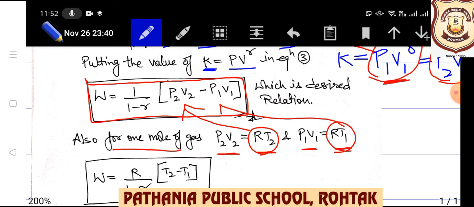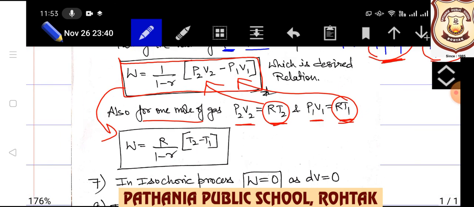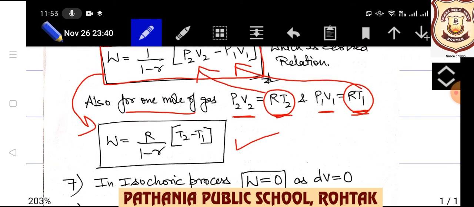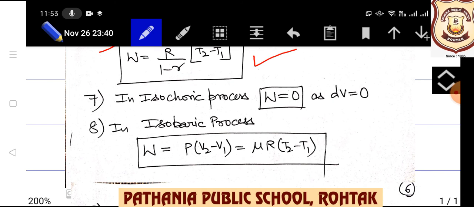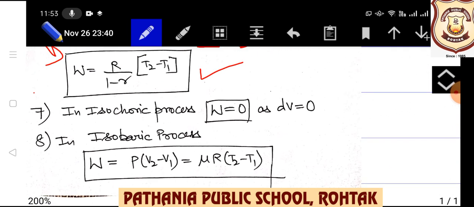Also we know that for 1 mole of gas, P2 V2 can be written as R T2 and P1 V1 can be written as R T1. Placing these values in the above equation and taking R common, we get R divided by 1 minus gamma times T2 minus T1, which is the second relation for the same work done in adiabatic change.